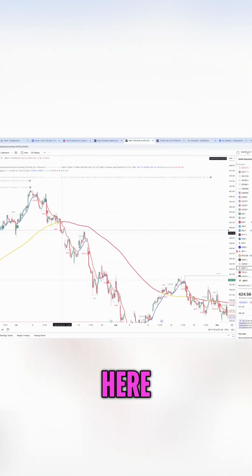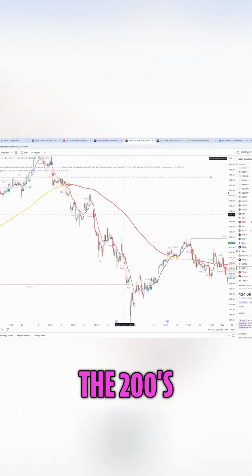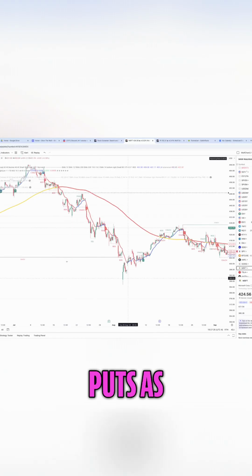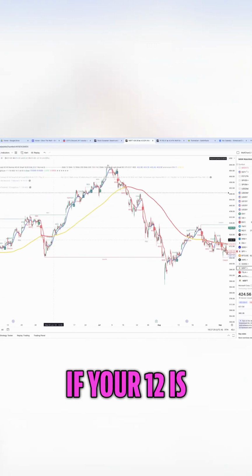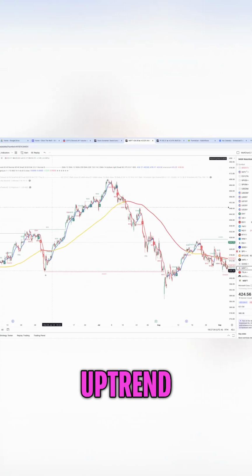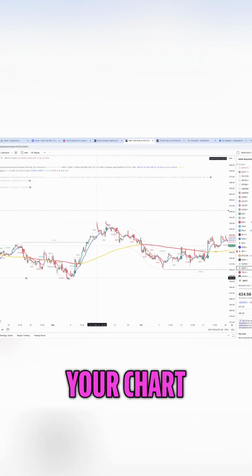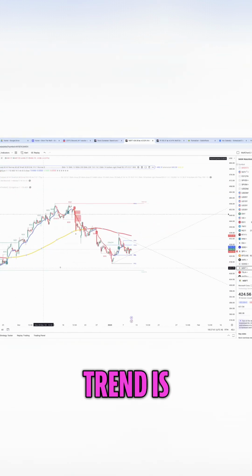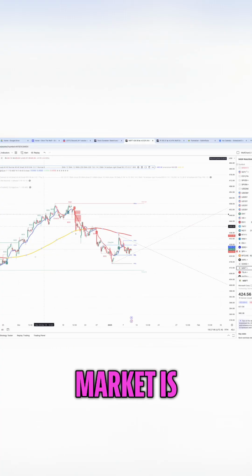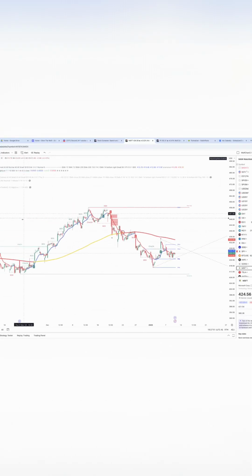Same thing here. Our short term trend got under our long term trend. The 200 is bearish and your 12 is bearish. Your buyers have to automatically start looking at puts as where the money is going to be. If your 12 is blue and your 200 is yellow, both of your trends are in an uptrend. Your buyers have to go to calls, right? So just by eyeballing your chart, you'll be able to know what the trend is, and they won't be able to fool you on what the current trend of the market is because you'll be able to see it visually without even having to know technicals, right?